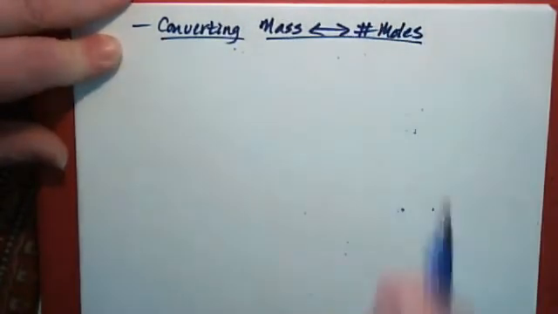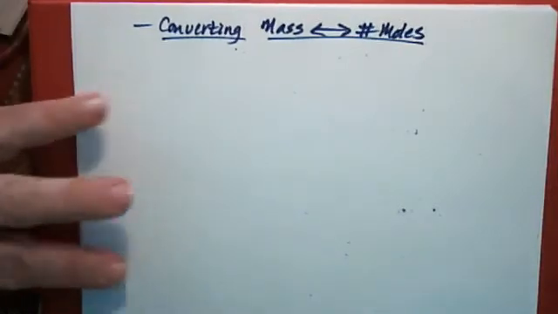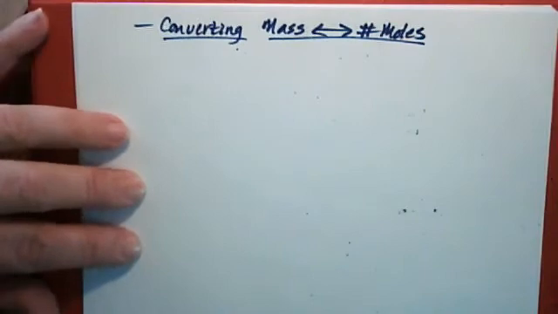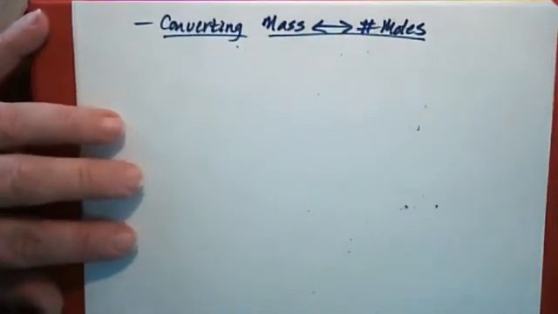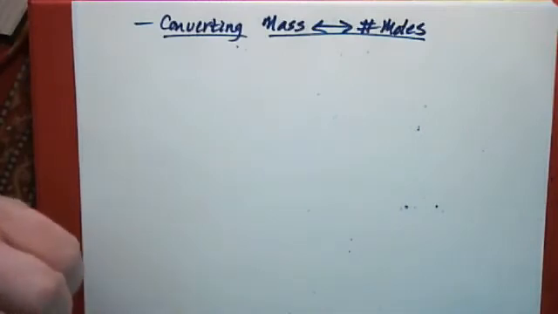And also, in fact, far more often, we're interested in converting between mass and number of moles. Because really, in practical terms, there isn't much application in chemistry for knowing the individual number of atoms of something that are involved in a reaction. We would much rather know the number of moles. And so going between mass and number of moles is much more important.